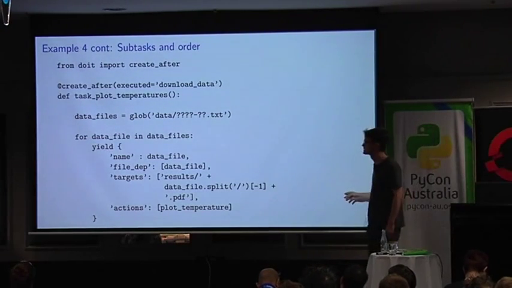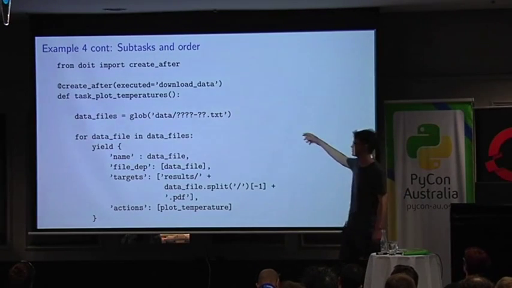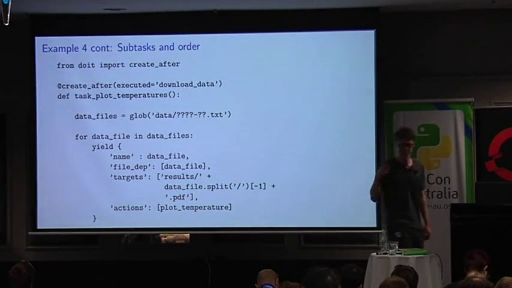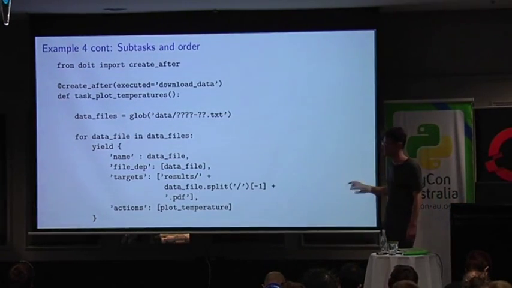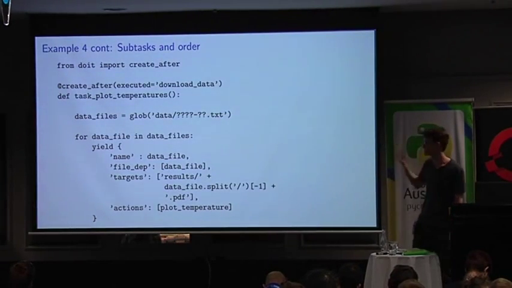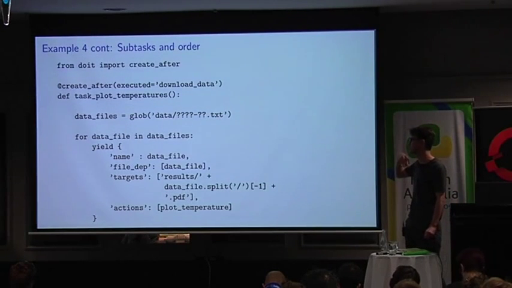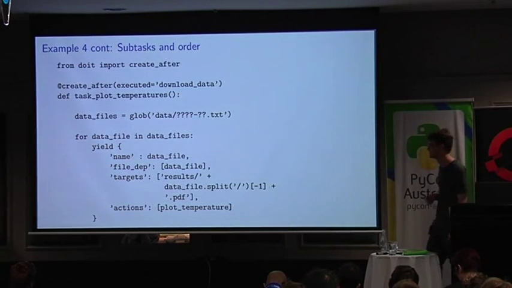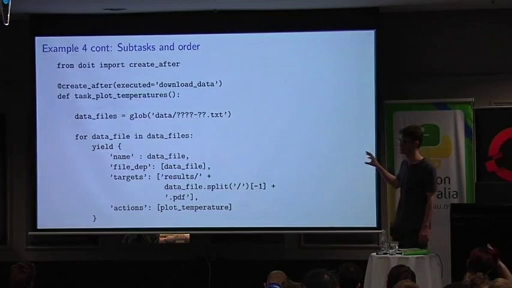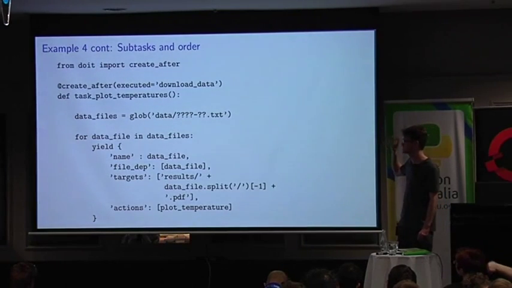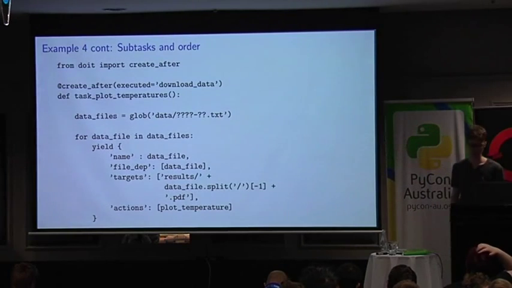So in this case, I can tell it what data files I actually have present. I'm going to generate a task for each of the data files in that directory, and each of those tasks is going to generate the graph from that data file. So I have an individual task to download each of the latest data files, and then I have an individual task to process each of the data files in that data directory.